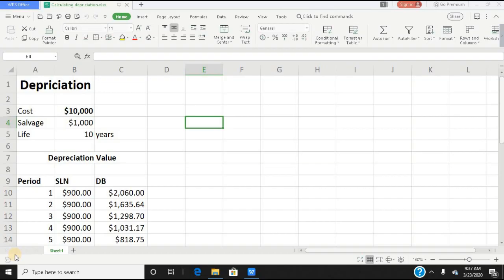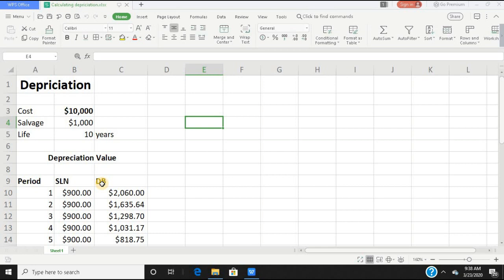Today we are going to learn how to calculate depreciation using Excel. As a matter of concept, you understand that depreciation means the loss of value of an asset over a period of time due to wear and tear. So we will be using two different methods, that is straight line method and diminishing balance method. SLN is straight line method and DB is diminishing balance method.